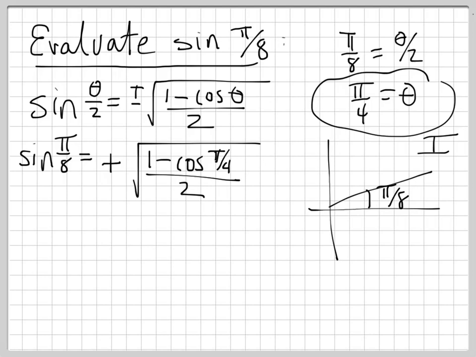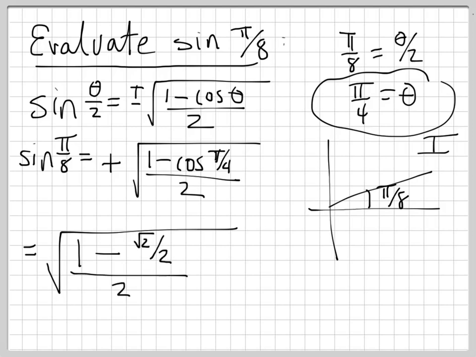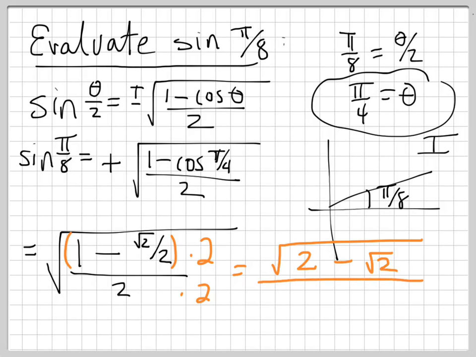And so now we just have to evaluate. So that's equal to the square root of 1 minus, now the cosine of pi over 4 is radical 2 over 2, all over 2. And now we like to simplify when possible. And so I'm going to multiply top and bottom by 2. And what I'm going to get is the square root of 2 minus radical 2. And on the bottom it's 2 times 2, which becomes just 2 after we take the square root.